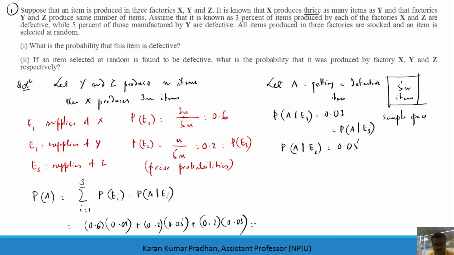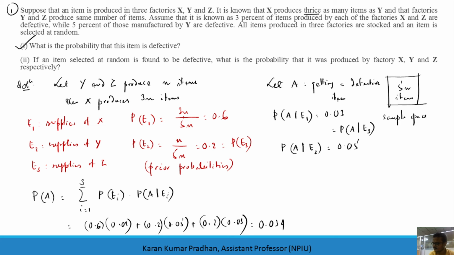0.6 times 0.03 plus 0.2 times 0.05 plus 0.2 times 0.03. So after all, you will get 0.034 as the solution. Okay, 0.034. So you are done with the first one.